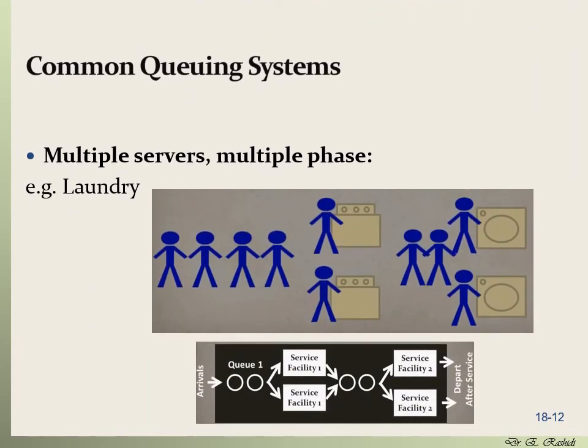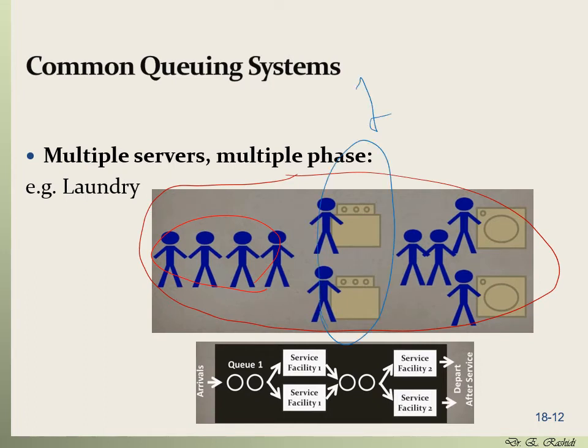Another queuing system is when you have multiple phases and each phase has multiple servers. So it's multiple server, multiple phase. As you can see here in our queuing system, we have people who are waiting in line. And here we have two phases, phase 1 and phase 2. Each phase has multiple servers that do the same job.